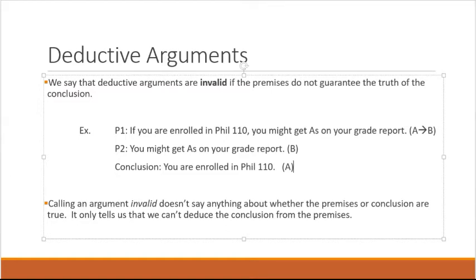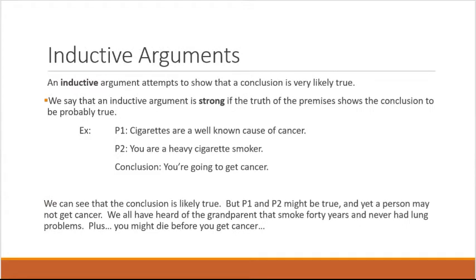So next we have inductive arguments. There are only two kinds of arguments of this type that we're going to look at, deductive and inductive. And for the most part, I'm trying to think if there's anything that doesn't neatly fall into either category. For the most part, everything is going to either be a deductive argument or an inductive argument. Now, an inductive argument simply attempts to show that the conclusion is very likely true. So given the premises, the conclusion is probably true, right? An inductive argument can give you good reasons for thinking that the conclusion is true. It just doesn't prove that it's true.